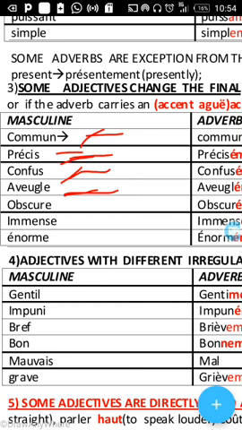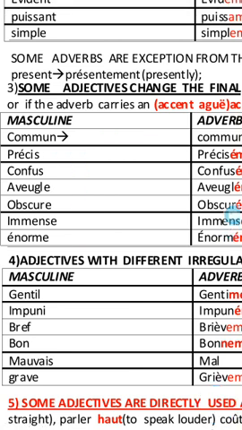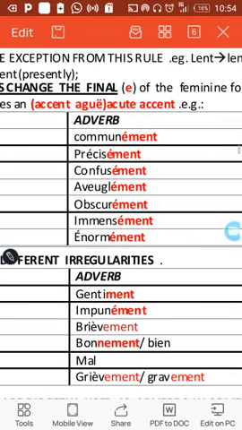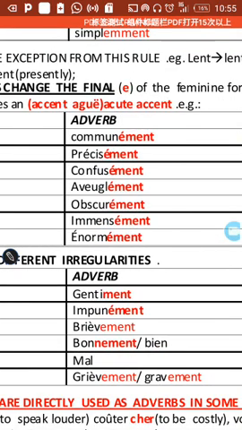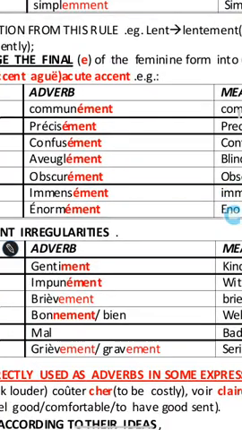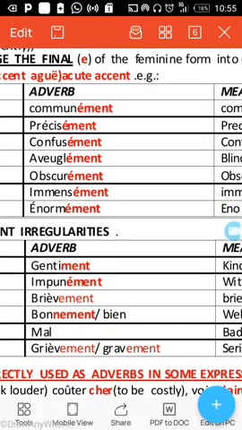Some adjectives are directly used as adverbs in some expressions, like aller droit, to go straight; parler haut, to speak louder; coûter cher, to be costly; voir clair, to see clearly; sentir mauvais, to smell bad; sentir bon, to smell good, to have a good scent. Adverbs are classified according to the idea they are talking about.